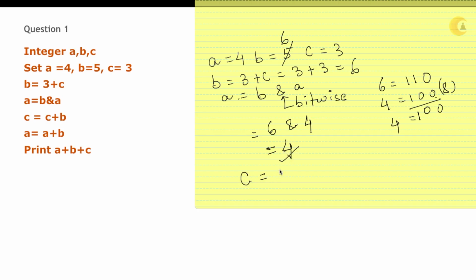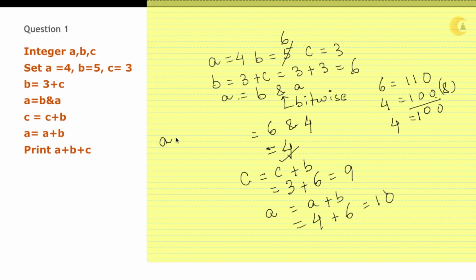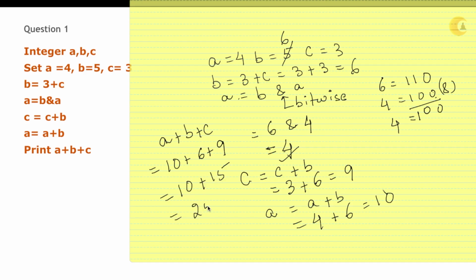Okay. Now c is equal to c plus b. What is the value of c? C is 3 and b is 6. So the value of c changes to 9. And a is equal to a plus b. So a is already 4 and b is 6, so the value will change to 10, right? Finally it says print a plus b plus c. So value of a is 10 plus value of b is 6 plus value of c, that is 9. If I add, this is 10 plus 15, the answer is 25. So 25 will be printed as your output, right?